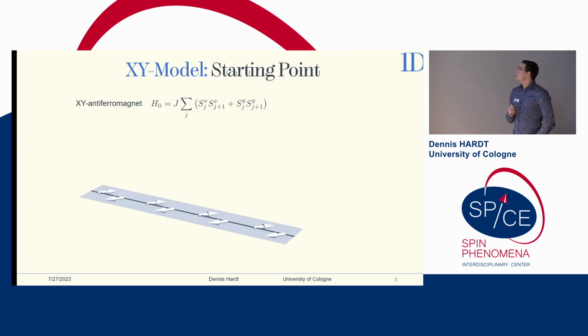So let's start from a simpler starting point, which is the XY model. We have antiferromagnetic coupling in the XY plane. So this is a one-dimensional chain, and the spins align antiferromagnetically in the ground state. This is the starting point, and now we want to drive it. We try to drive it with a weak field in Z direction. Later we might do it a bit more prominently.